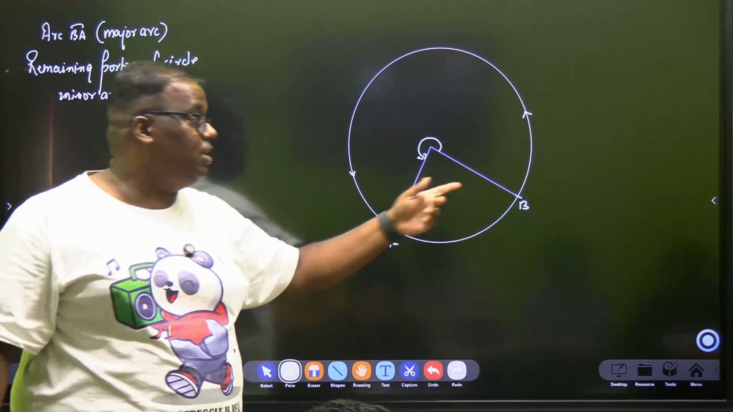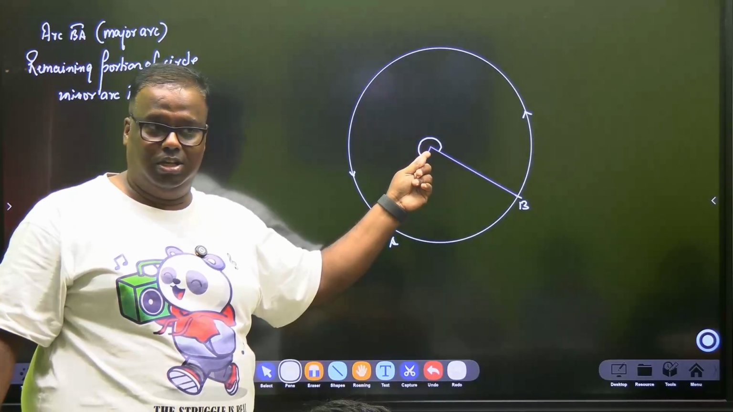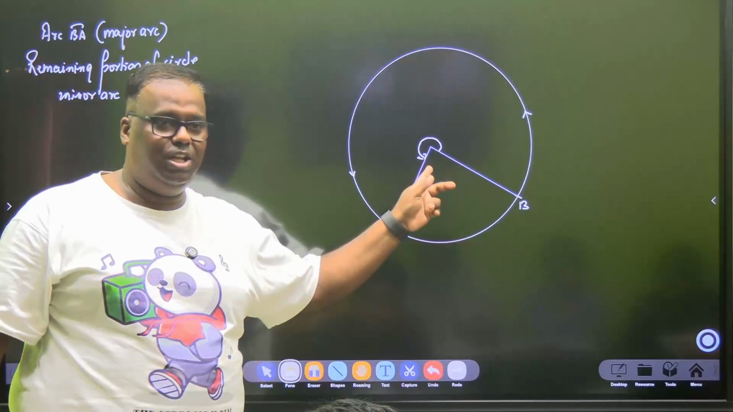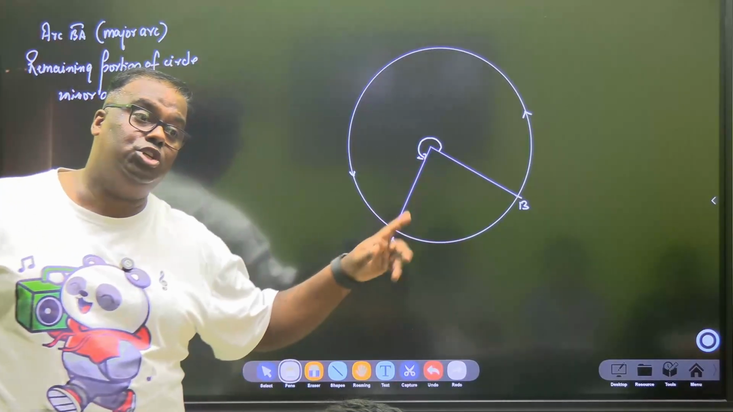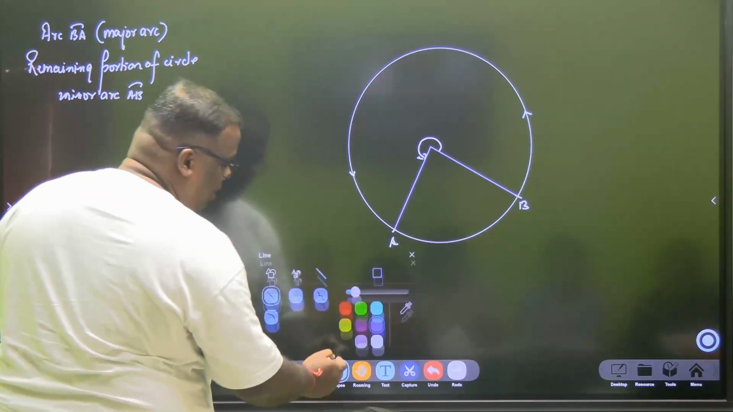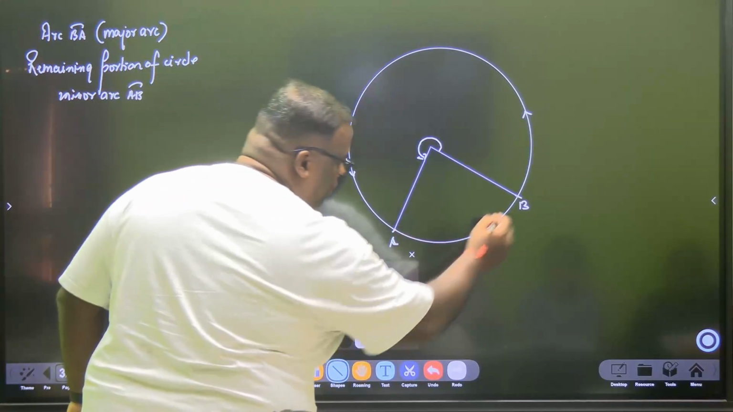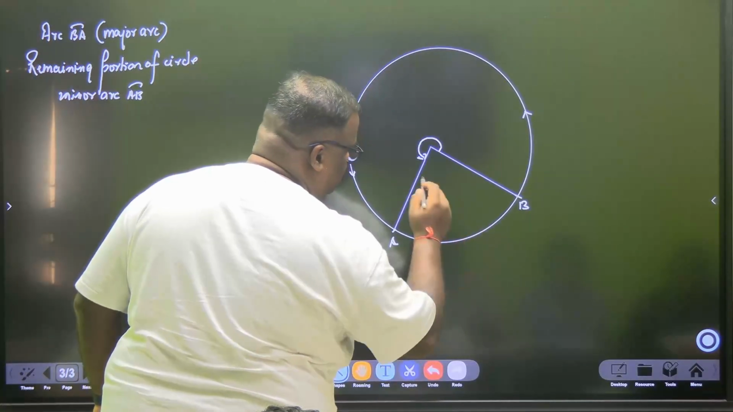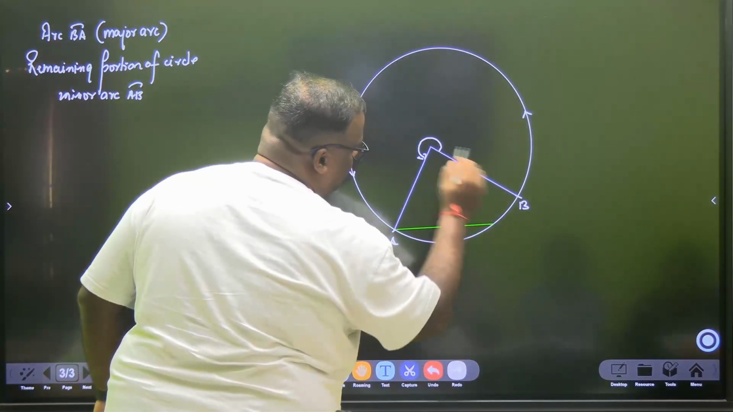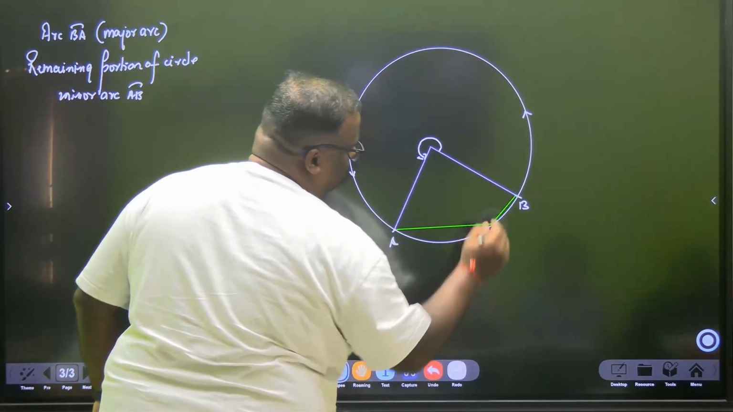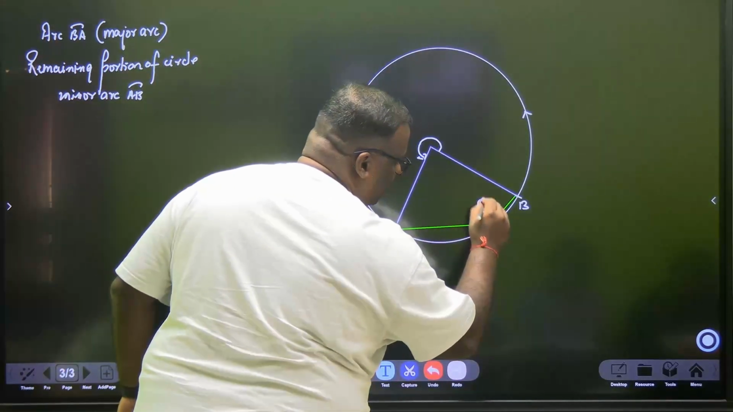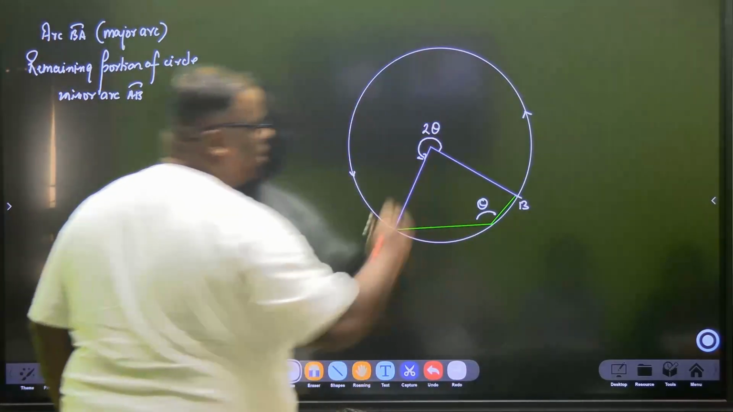Angle subtended by an arc at the center of a circle, now we are thinking with the major arc, is twice the angle subtended by the arc at any portion on the remaining part of the circle. What is the remaining part? The remaining part is only AB, minor arc AB. So any point on AB, let's take a point out here. So this major arc now subtends an angle. This is the angle. Now, if this angle is theta, then this angle is 2 theta.